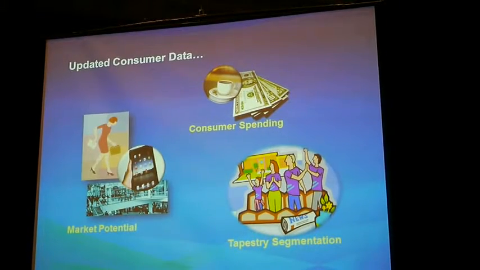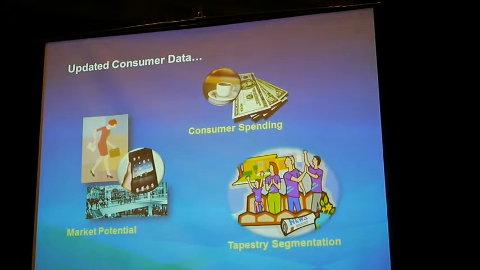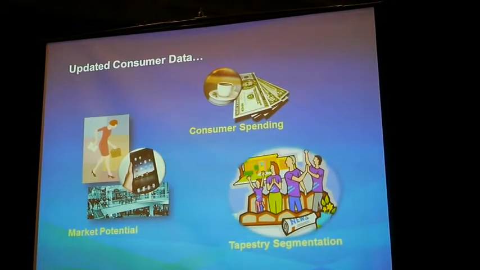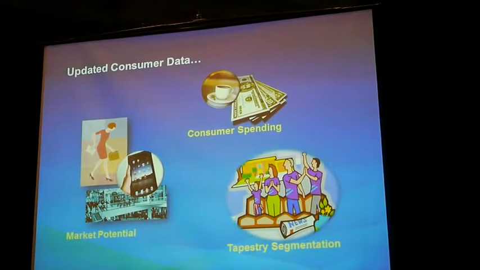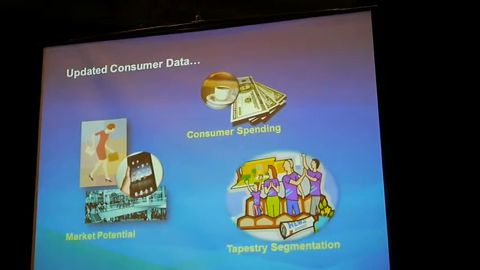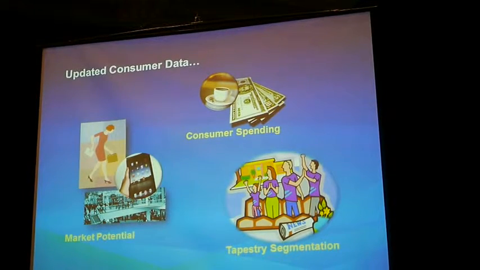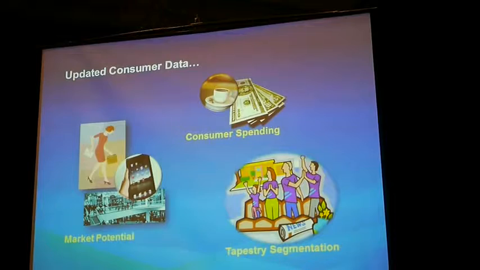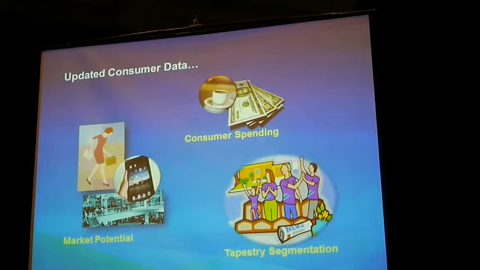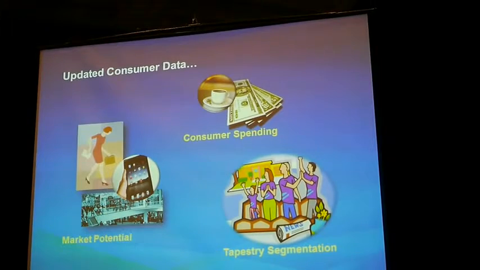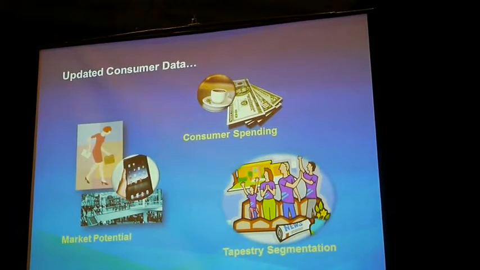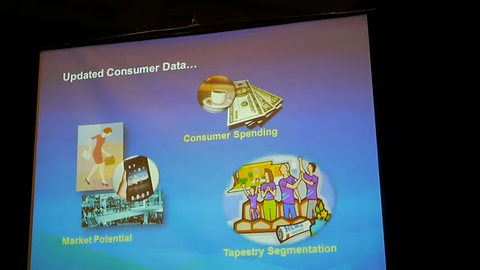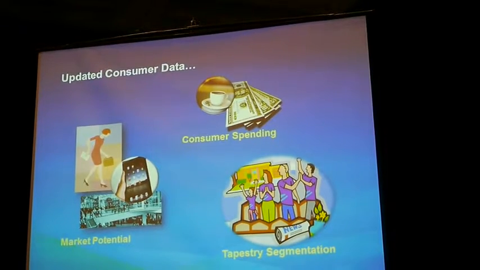And then last but not least, we did update our Tapestry segmentation data. The Tapestry data is really our baseline, our critical data set for these other data sets I just mentioned. Tapestry is a lifestyle segmentation database, and it allows you to not just understand single demographic characteristics about an area, but combine it all together. Tapestry is a database that comes from analyzing about 60 different demographic characteristics and then clustering the entire United States.